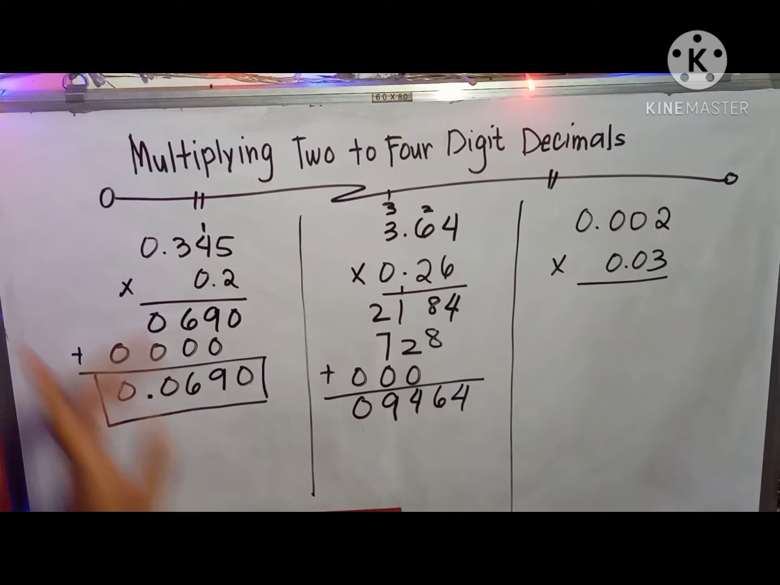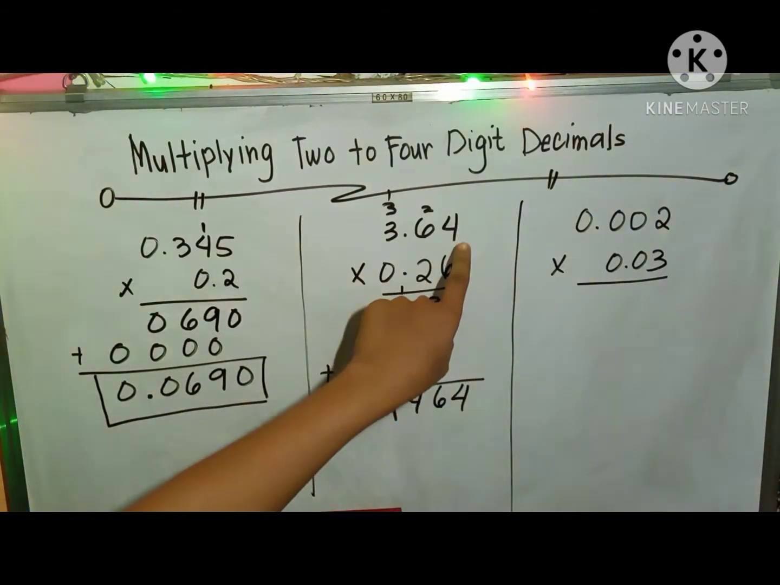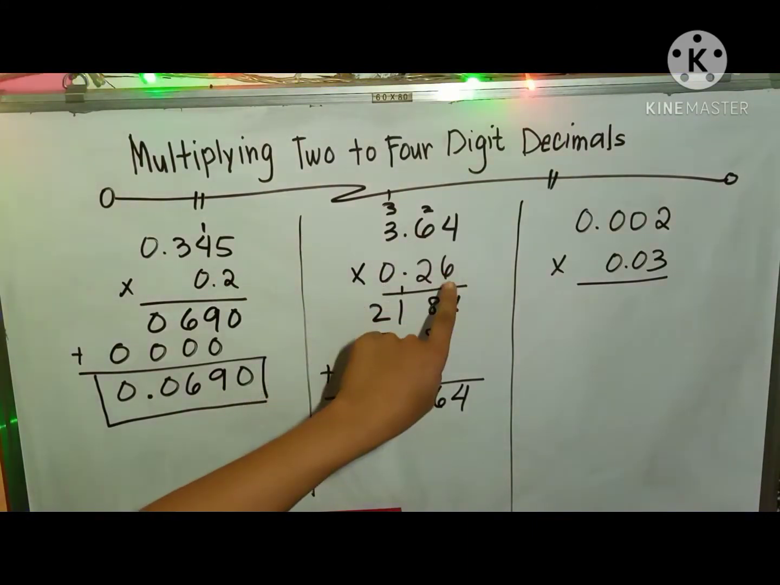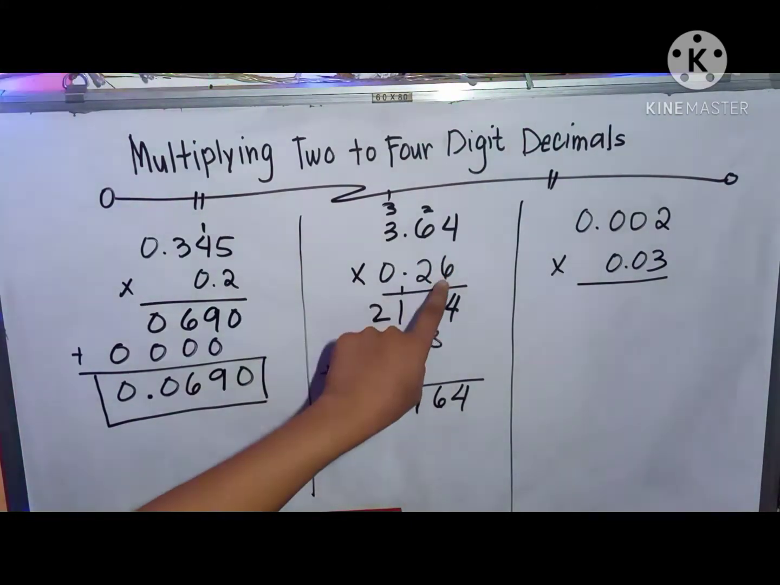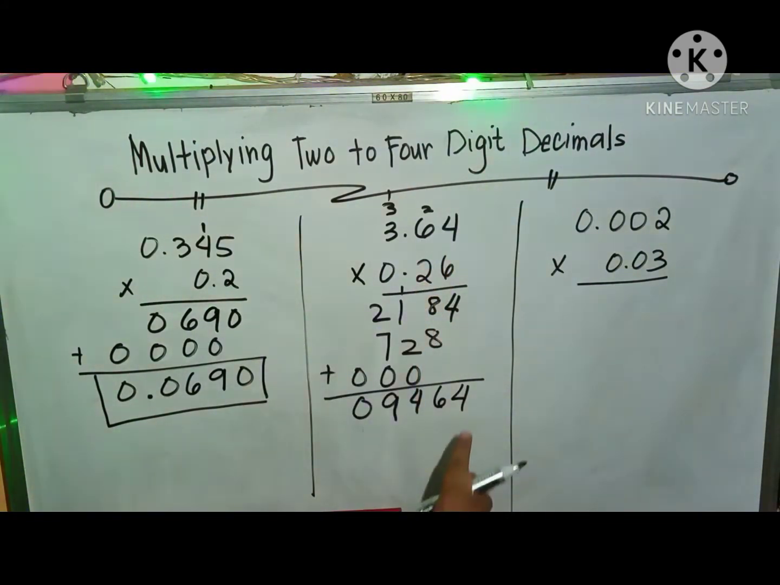Now, next step, katulad ng sinabi natin, count the decimal places. So we have here 1, 2 decimal points, 3, 4 decimal points. So meron tayong 4 decimal places dito. 1, 2, 3, and 4. So we are going to count it in the final product that we get. 1, 2, 3, 4 decimal points. So our final answer or final product in the second example is 0.9464.